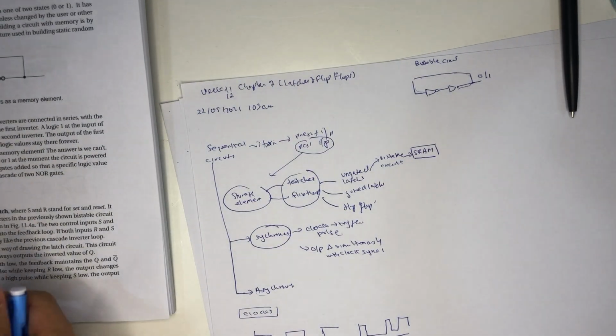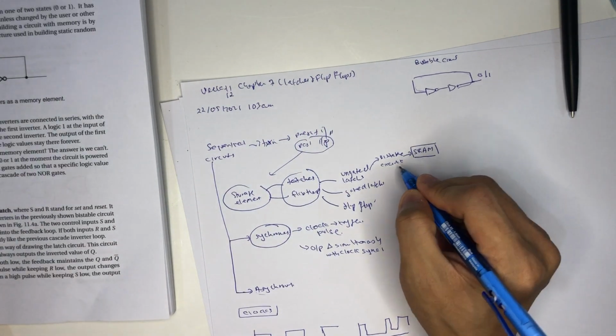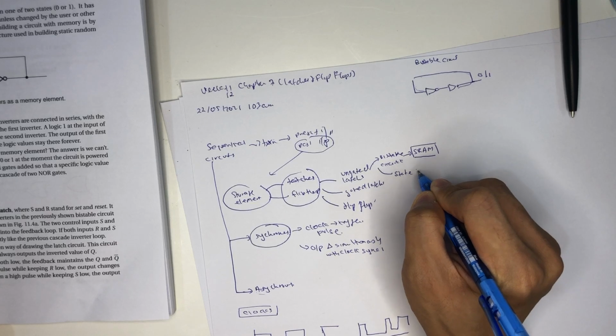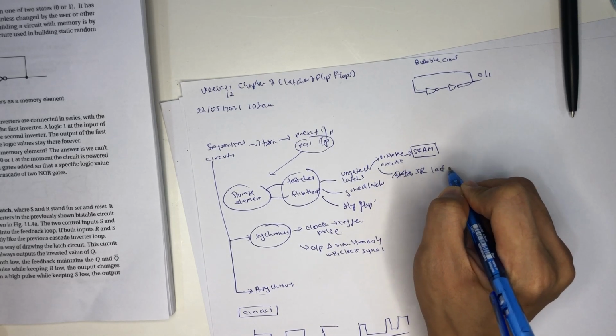Go to the next one, which is the SR latches. Because in this one we don't have an initial value. How are we going to have an initial value? We can have an SR latch.